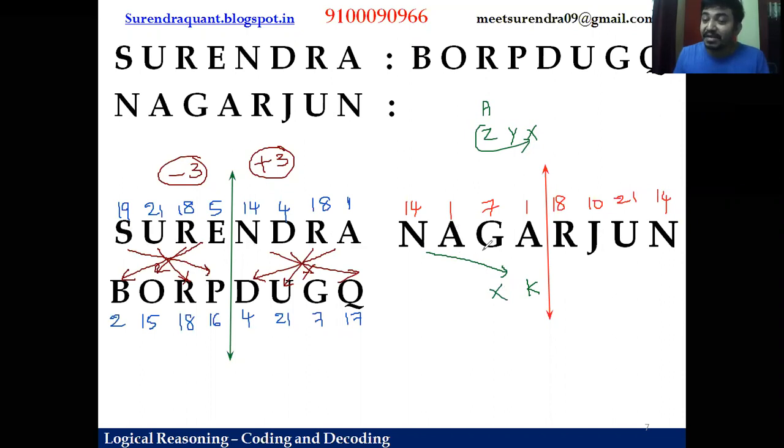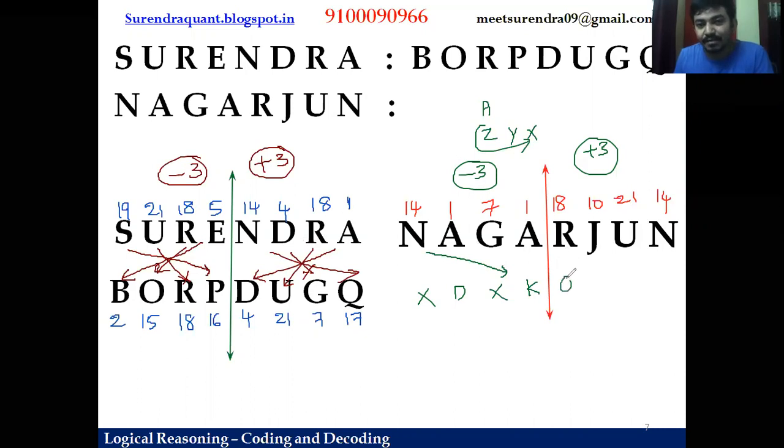Now from 7, 3 places backward. 7 minus 3 is 4. The 4th letter is D. Here A is done, right? X. This is -3. This part is done. But can you see this is +3 diagonally? So this is +3, right? Now from here to here, +3, +3, +3, +3. Okay. 14 plus 3 is 17.